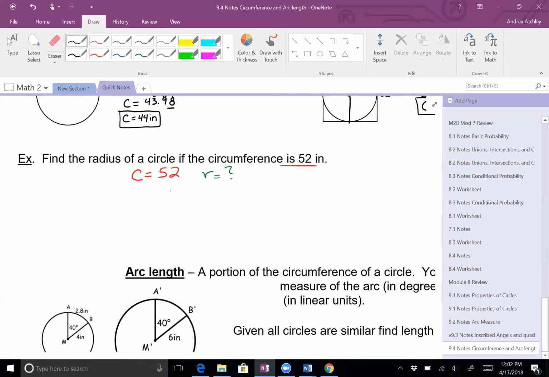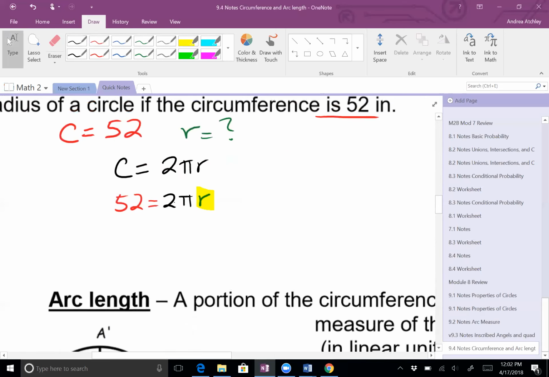So I have to use my formula of circumference equals 2 pi times the radius. So I plug it in. 52 equals 2 pi times the radius, which is what I'm looking for. How do I get the r by itself? Divide by what? Divide by 2 pi.